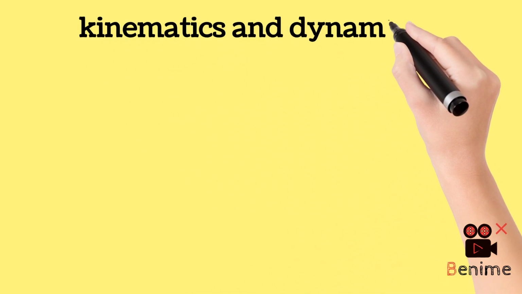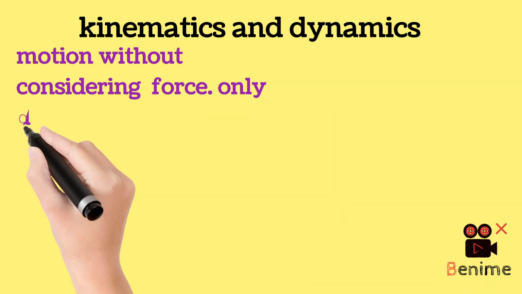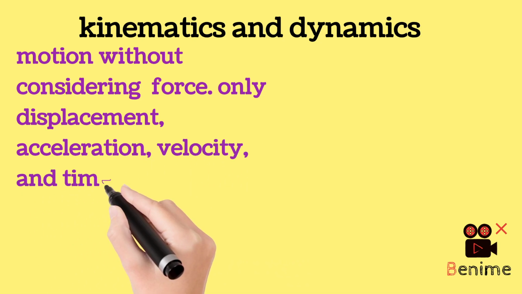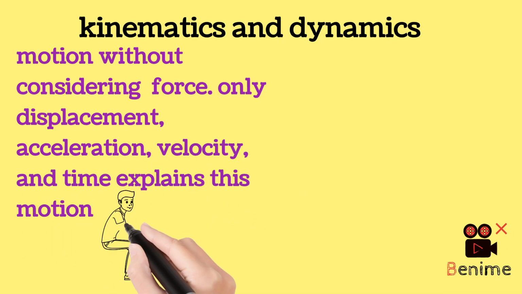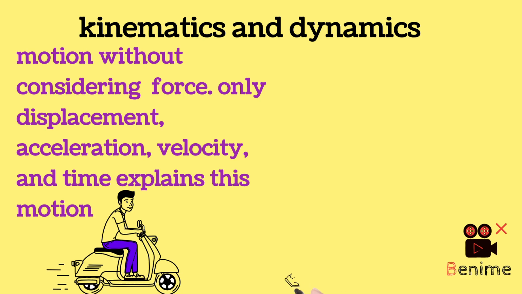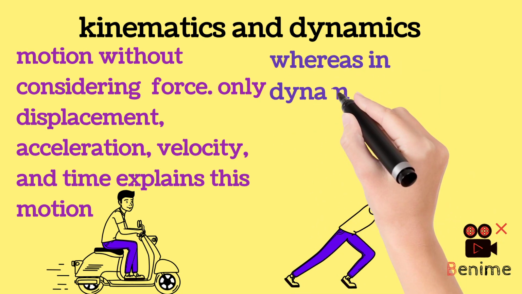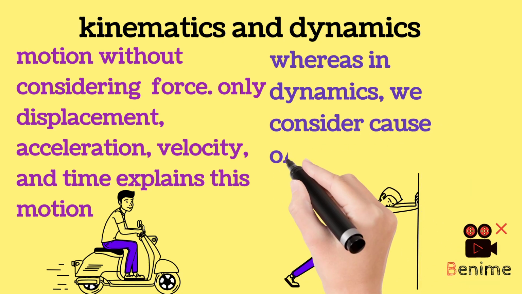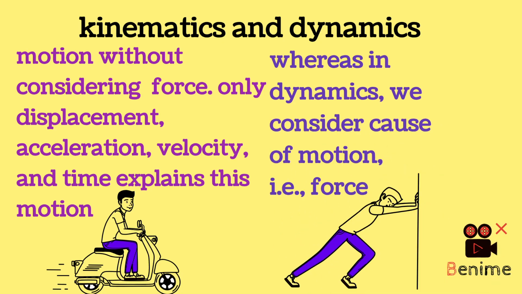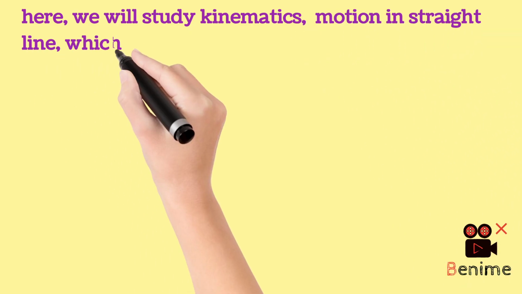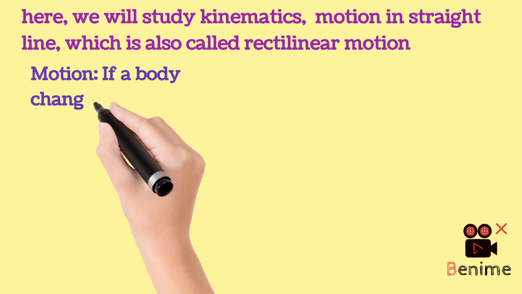Today, we will understand what motion and its related parameters are. Motion is of two types. One is kinematics, in which we study the motion of an object without knowing its cause, whereas in dynamics, we study the reason behind the motion, for example, force.